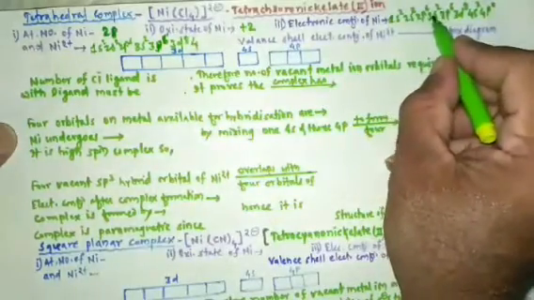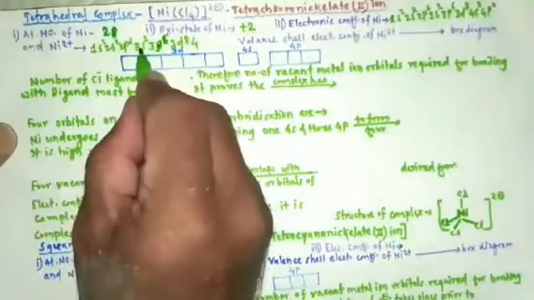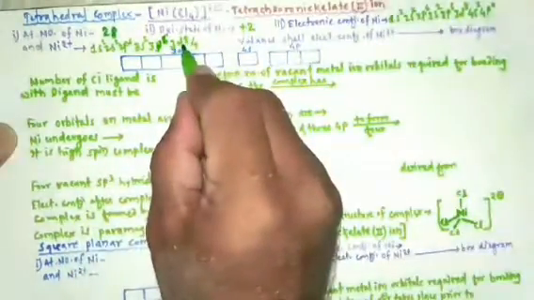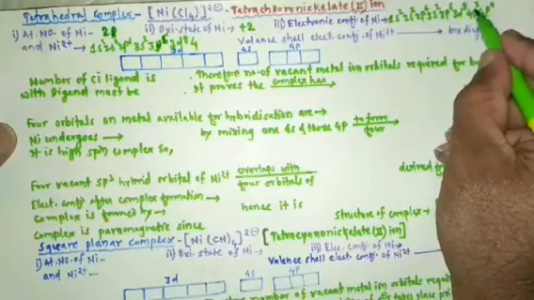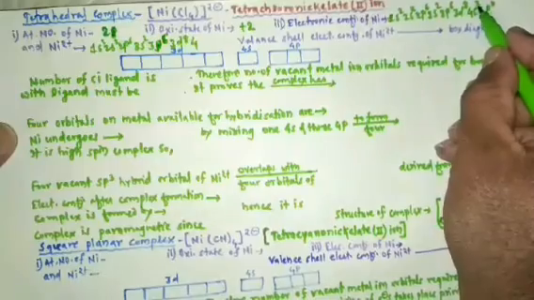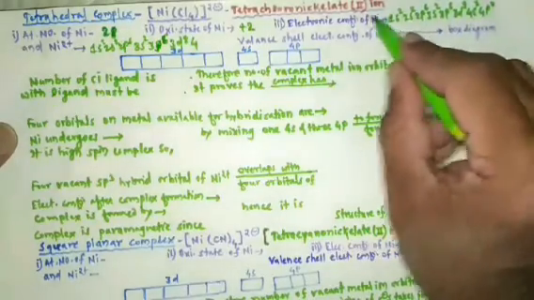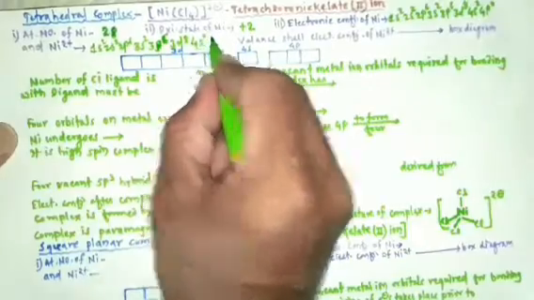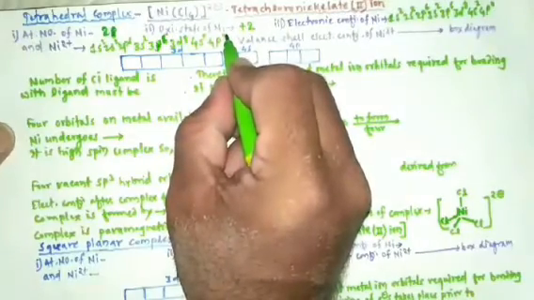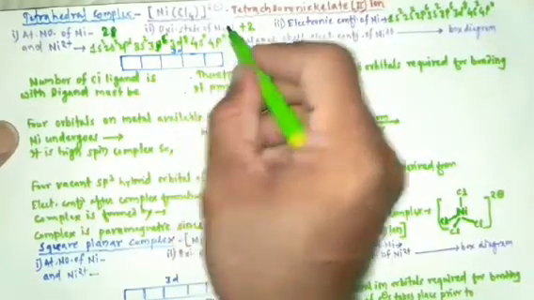So 1s2, 2s2, 2p6, 3s2, 3p6, then 3d8, and here the 2 electrons from the 4s orbital get lost during the conversion of Ni into Ni2+. Therefore here 4s is 0 and next 4p is also 0. So this is the electronic configuration of Ni2+ ion.